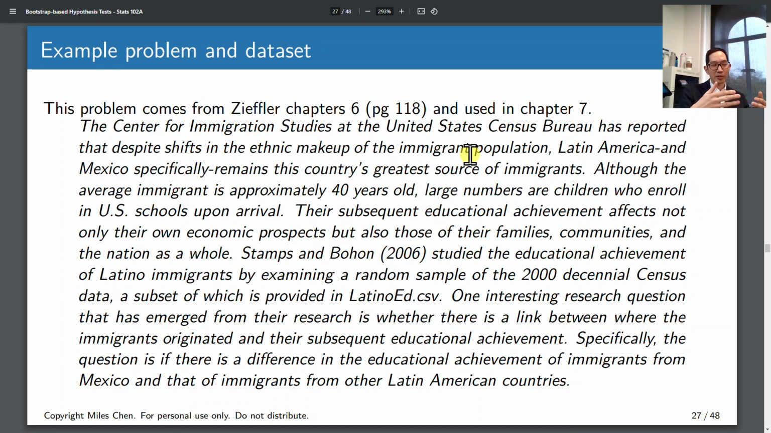Educational achievement or attainment would be like, did they graduate high school? Did they graduate college? Did they get a higher degree? Things like that, okay?